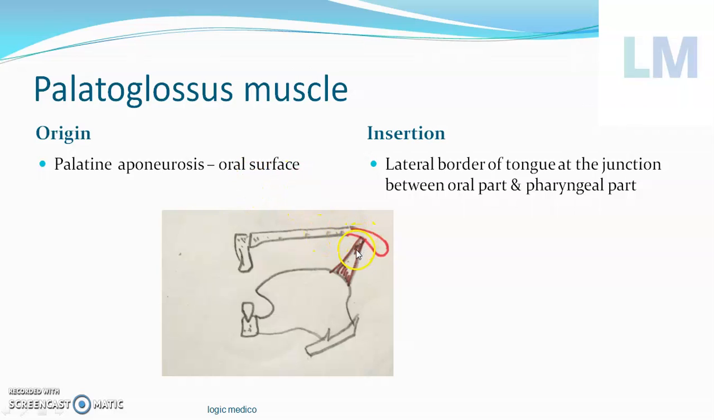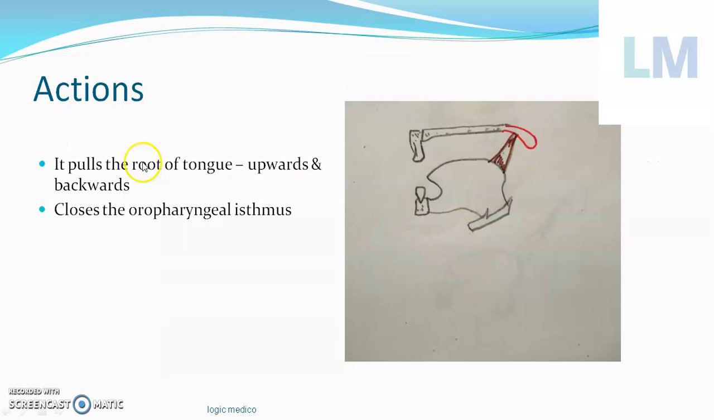It descends downwards and laterally to the lateral border of the tongue. I already told you this, at the junction between the oral part, that is the anterior 2/3 of the tongue, and the pharyngeal part, which is the posterior 1/3 of the tongue. So the insertion is to the lateral margin of the tongue at the junction between the oral part and pharyngeal part. What is the action? It pulls the tongue upwards and backwards, like this.